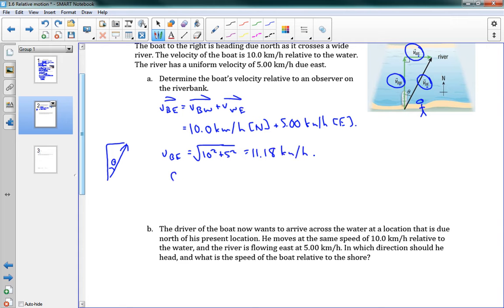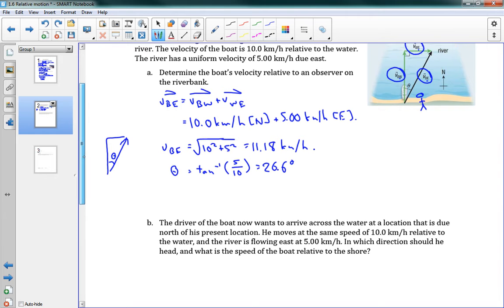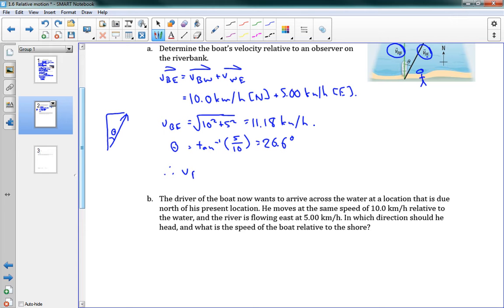And then my angle is going to be tan inverse of 5 over 10. This gives me 26.6 degrees, which tells me finally that the velocity of the boat relative to Earth is equal to 11.2 kilometers per hour north, 26.6 degrees east. And there's my final answer.